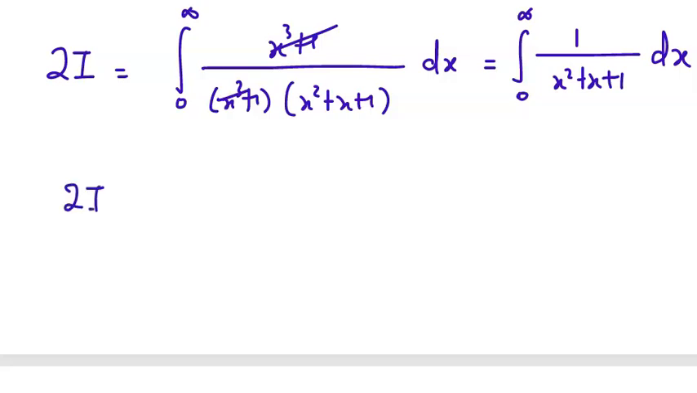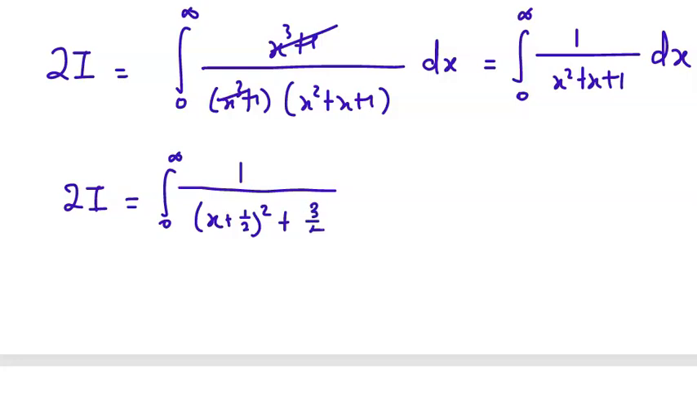say 2I is equal to the integral from 0 to infinity. So that will be 1 all over, so we can write that as x plus 1 over 2 whole squared plus 3 all over 4. That is how to complete the square. That is the expression in a completed square form, right?